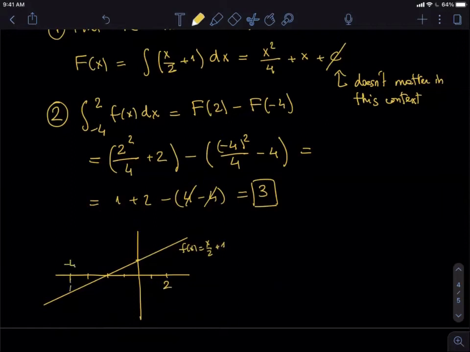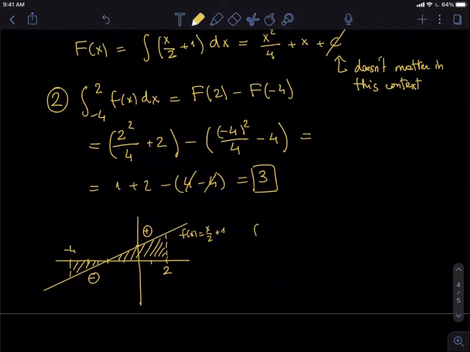So we are looking at this signed area. We have a plus and a minus. So we can check the computation. The integral from -4 to 2 of x halves plus 1 dx equals the area of the positive triangle.